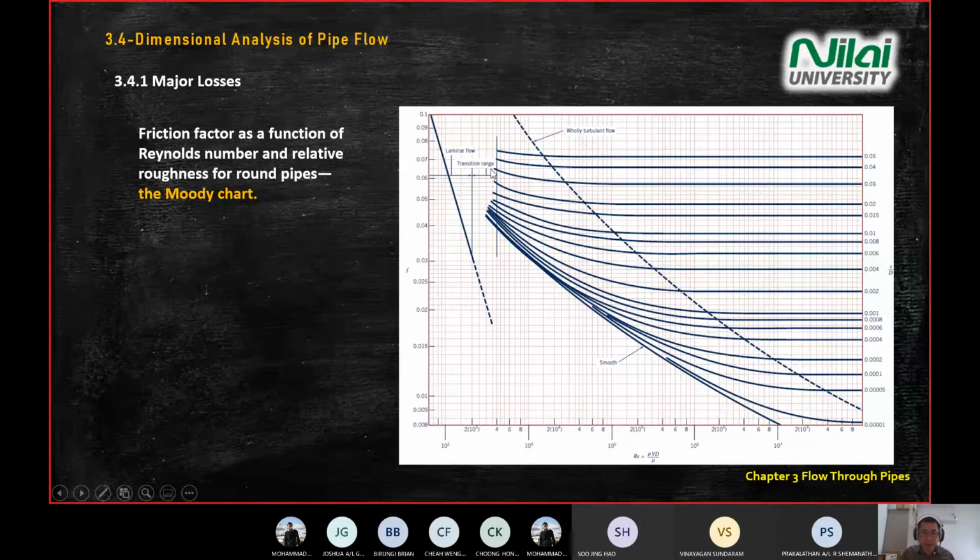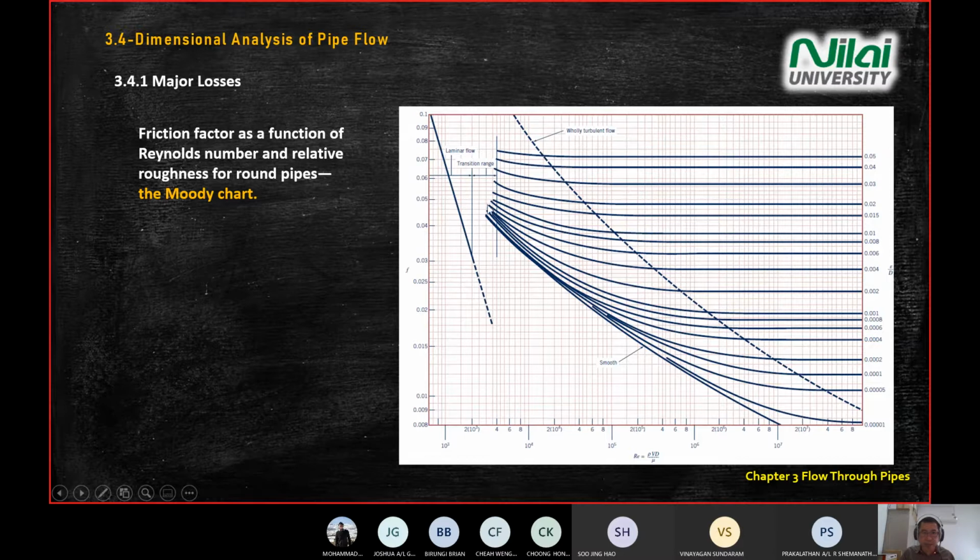Okay, then there we have a transition range. In the transition range, we don't have a line here because it's a very complex process, and it's very hard to measure the velocity and the density and all this. So that's why we don't have data inside the Moody chart.